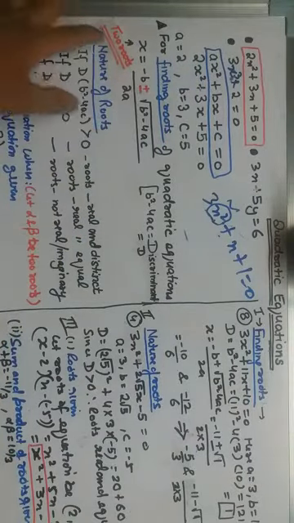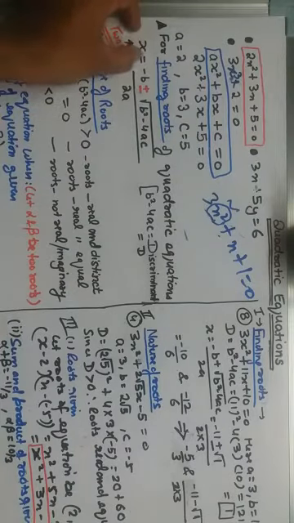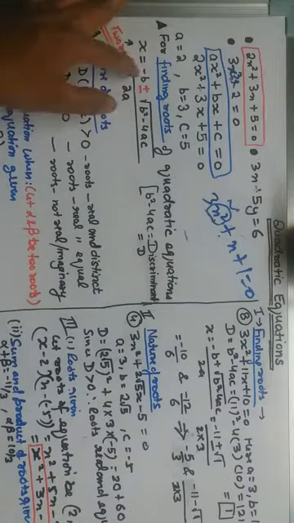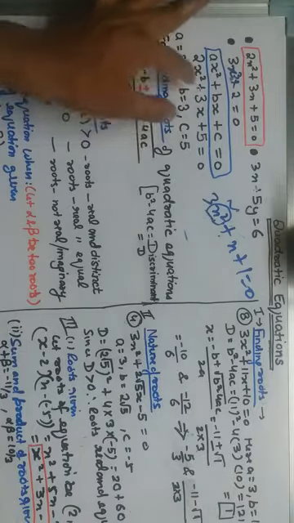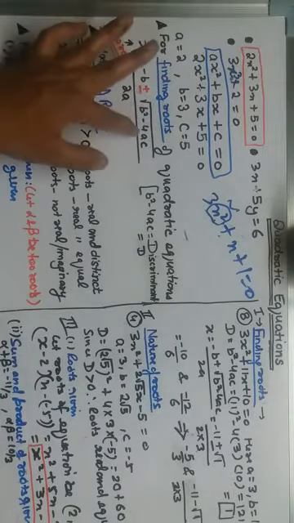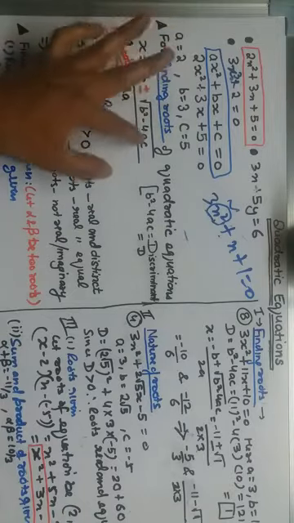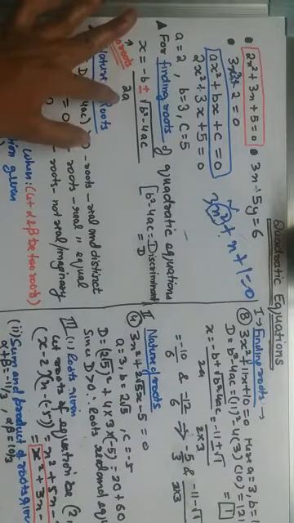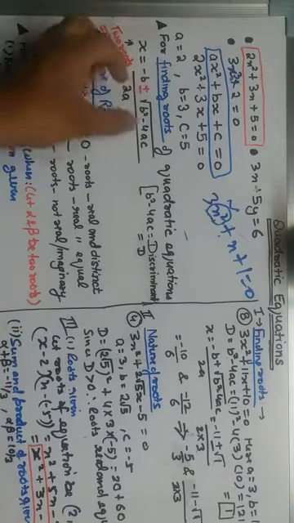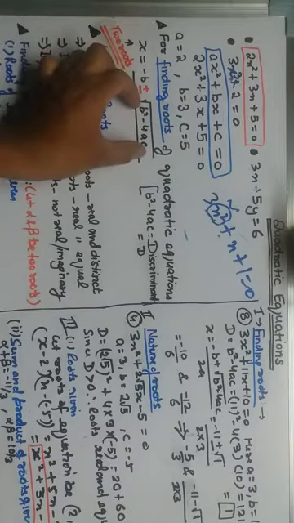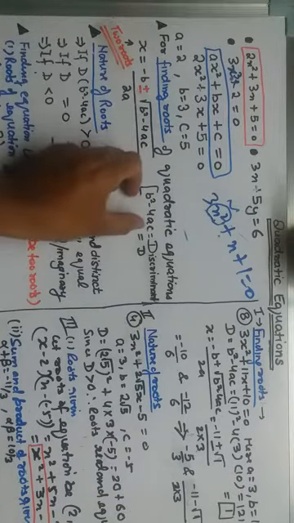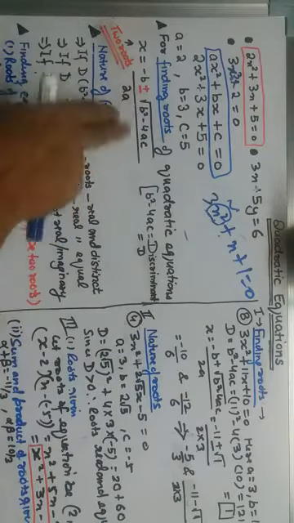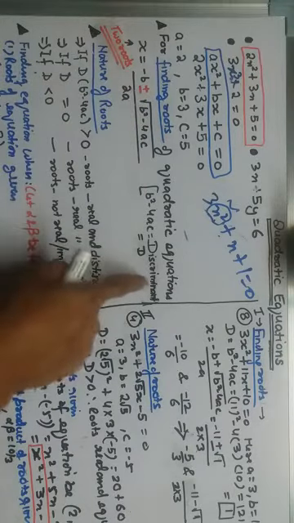How to find them? The formula to find the roots is x equals minus b plus minus the square root of b square minus 4ac, upon 2a. What is b here? b is the coefficient of x. a is the coefficient of x square. c is the third term without x, upon 2 into a. This is the formula. Out of this formula, the portion inside the root, b square minus 4ac, which is inside this square root bracket, is called the discriminant.